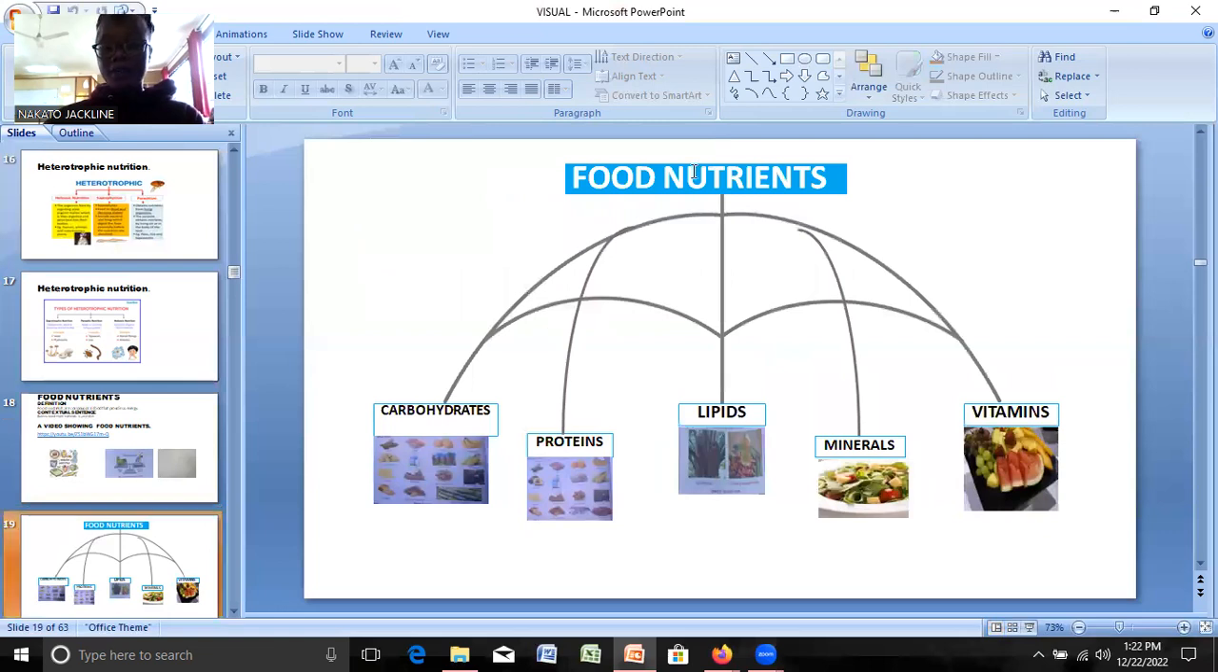Again, we have different examples of food nutrients, that is carbohydrates. We have proteins with their respective pictures. We have lipids, minerals, and vitamins. As we see, vitamins come from fruits, minerals mainly from the salt we put in our food, lipids from fatty foods, for example oils, and proteins mainly from eggs, beans, and very many other things.